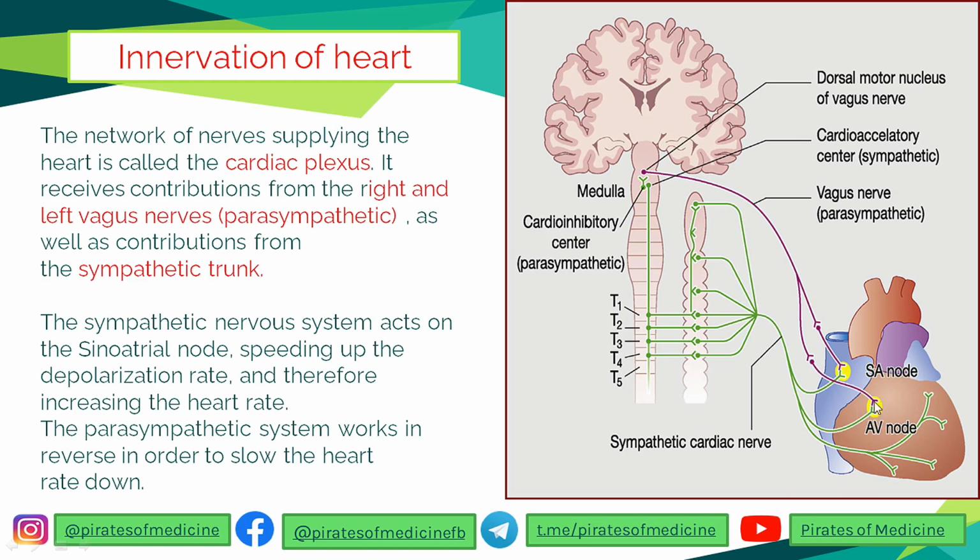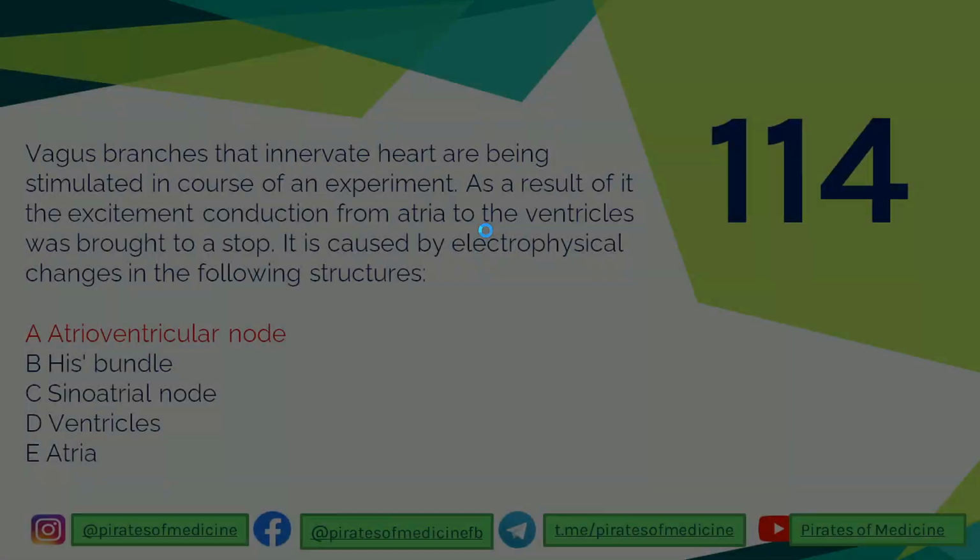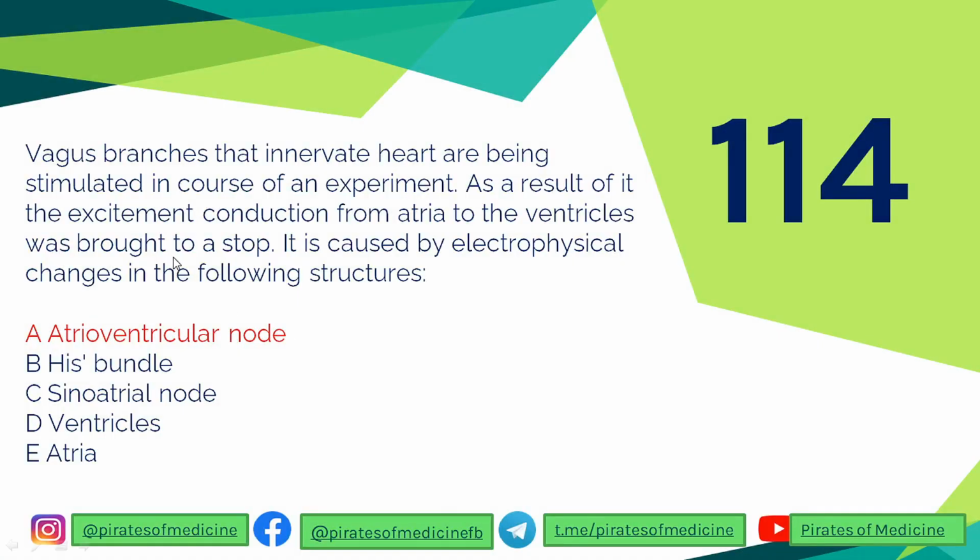By slowing down the AV conduction, this is how it leads to a fall in heart rate. What it does in the AV node, it reduces the conduction from the atria to ventricles, and obviously it brings it to a stop, and that is why the answer here is the AV node, because this thing occurs in the AV node itself.